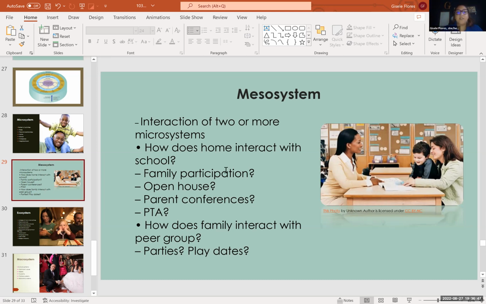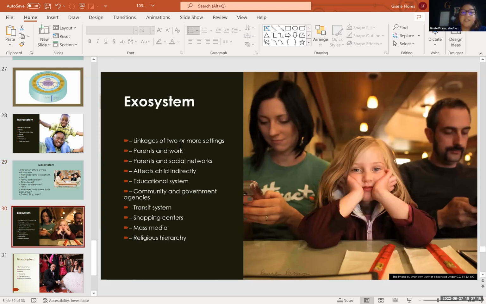Now, the mesosystem is interesting because it looks at how the child's microsystems interact with each other. So how does home interact with school? Does the family participate in school events? Do they attend open houses or parent-teacher conferences? How does the family interact with peer groups? Do they invite other children to birthday parties? Do they attend birthday parties? Do they attend other events in their community? So that's the mesosystem.